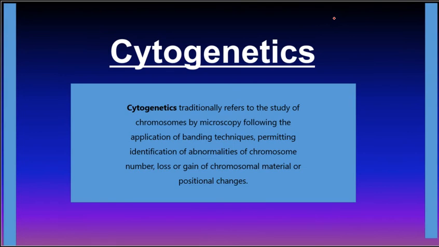First of all, cytogenetics. Cytogenetics is a branch of genetics that studies the structure of DNA within the cell nucleus, and you can say that it traditionally refers to the study of chromosomes by microscopy following the application of banding techniques, permitting identification of abnormalities of chromosomes, such as chromosomal number, loss or gain of chromosome genetic material, or positional changes of chromosomes.